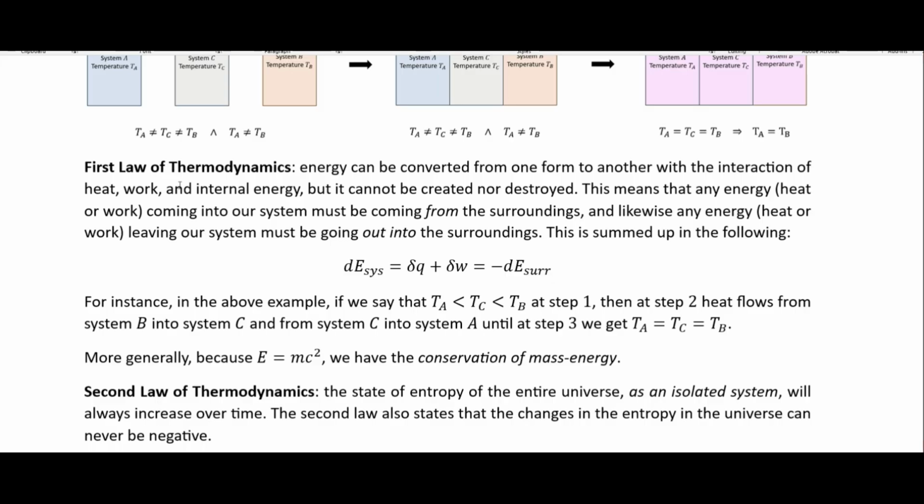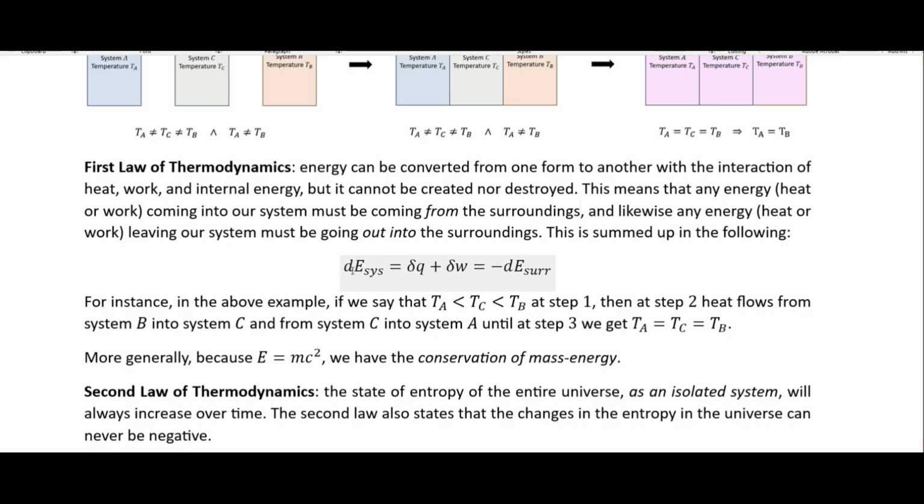The first law of thermodynamics says energy can be converted from one form to another with the interaction of heat, work, and internal energy, but it cannot be created nor destroyed. This means that any energy, heat, or work coming into our system must be coming out from the surroundings. And likewise, any energy, heat, or work leaving our system must be going out into the surroundings. This is summed up in this relationship here.